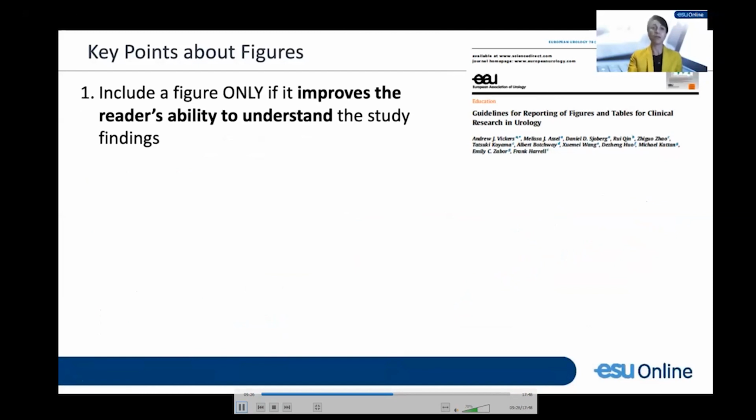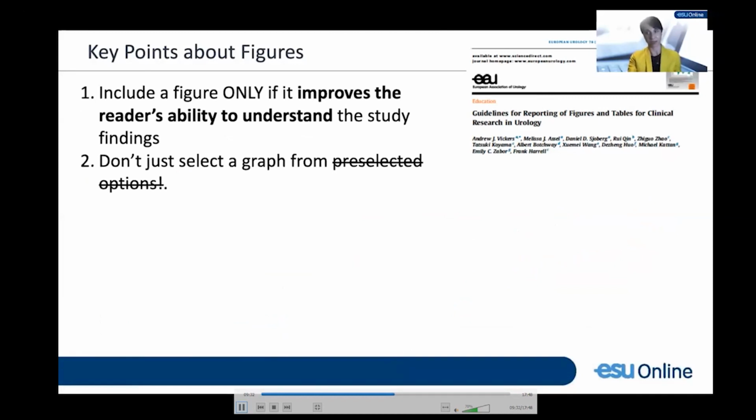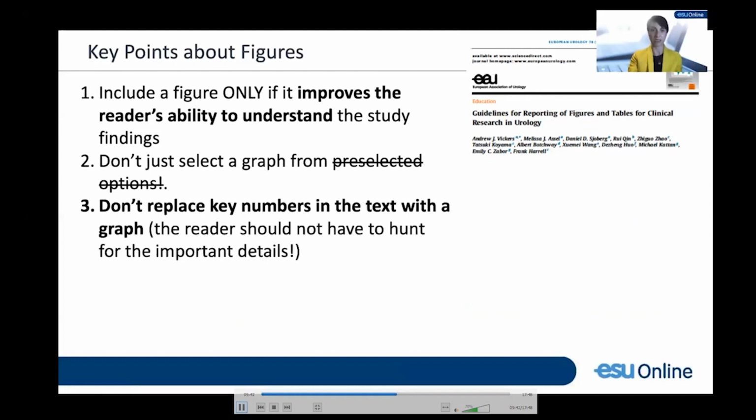Again, we want to only include a figure if it improves your reader's ability to understand the findings, and avoid selecting a graph from pre-selected options just because it's easy. Think about the data and think about how you can best interpret that data visually so that your reader will take home the point almost immediately.